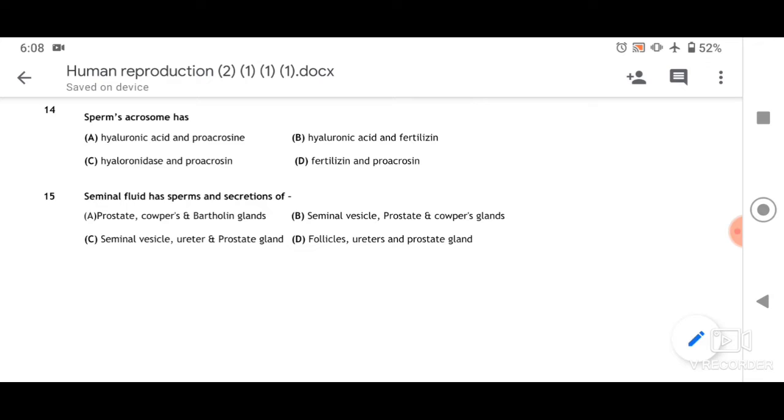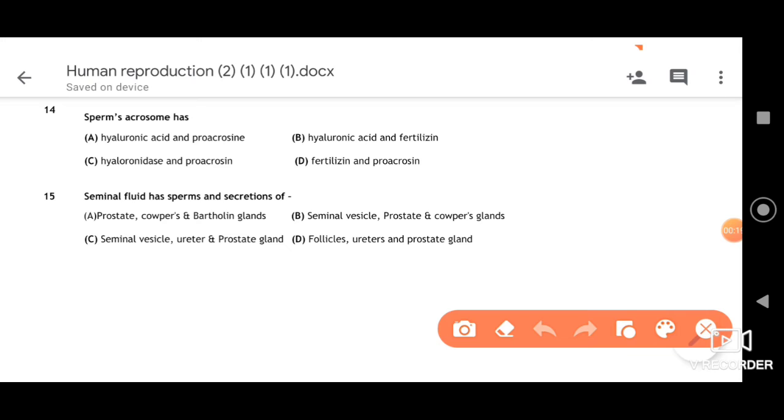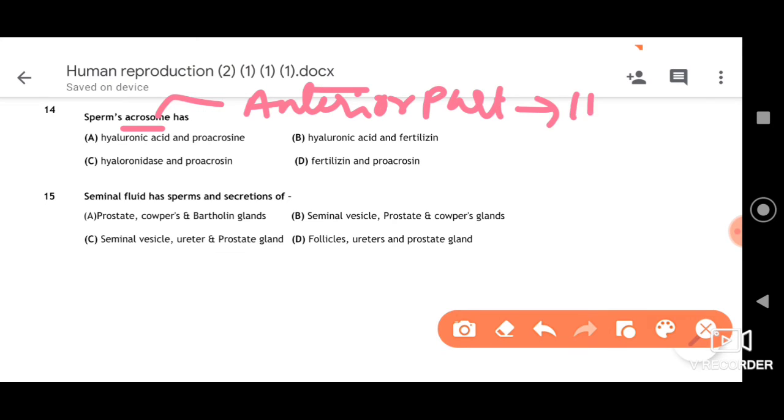So the next question we have here is: sperm's acrosome has hyaluronic acid and proacrosin, hyaluronic acid and fertilizin, hyaluronidase and proacrosin, or fertilizin and proacrosin. To understand this question, let me tell you, my dear friends, that the acrosome is the anterior part of the head in the sperm. It releases two important substances, hyaluronidase and proacrosin.